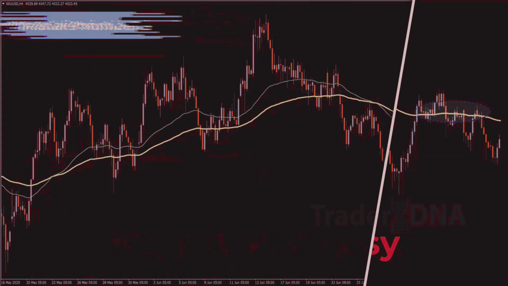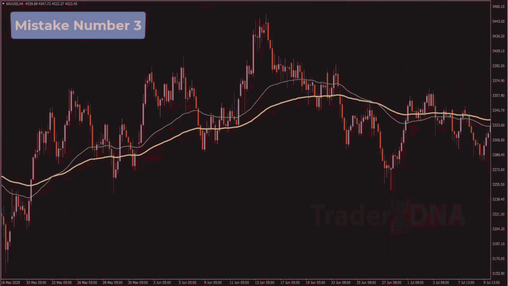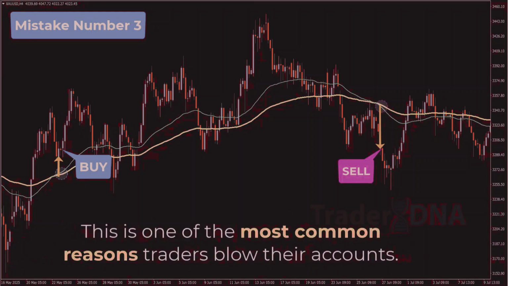And reason number three, this one is the most dangerous. They see two moving averages cross each other and instantly think, boom, that's my entry. Big mistake. In fact, this is one of the most common reasons traders blow their accounts. The crossover doesn't always mean a new trend is starting. Sometimes it's just noise before another reversal. So here's the truth. All three of these common beliefs lead to inconsistent results.